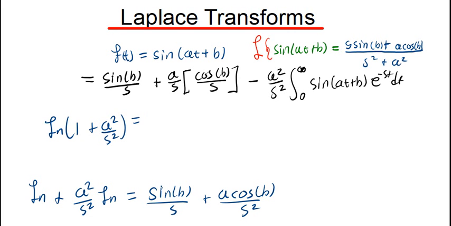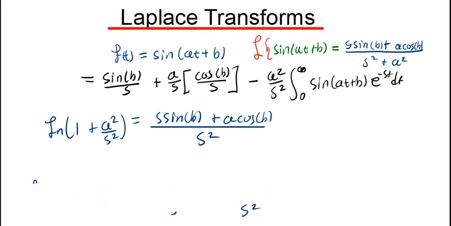This is equal to, I can make this a single fraction. I can put the s squared, which is the common denominator. So s into s squared will have s, so that would be s sine b, plus a squared into a squared is 1, so that would be a cos b, like that. This is looking beautiful. Now this is like In, then you make this a single fraction as well, like this part.